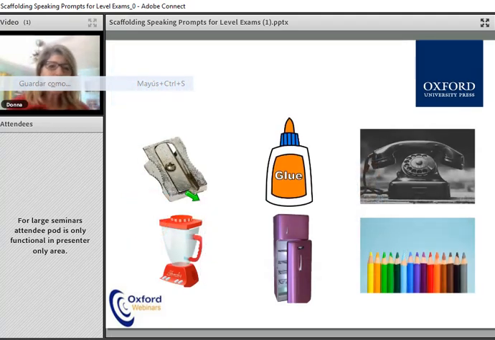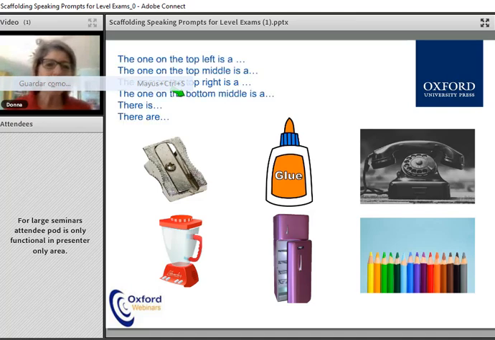You're working with a pair, and you put 6 objects down. You probably have about 30 images, right? You put 6 objects down. Make sure they know the vocabulary. There's a pencil sharpener, glue, a telephone. There's a mixer, a refrigerator, and colored pencils. Now, one partner says all those, and then turns the head away. The other person takes one of the images away.